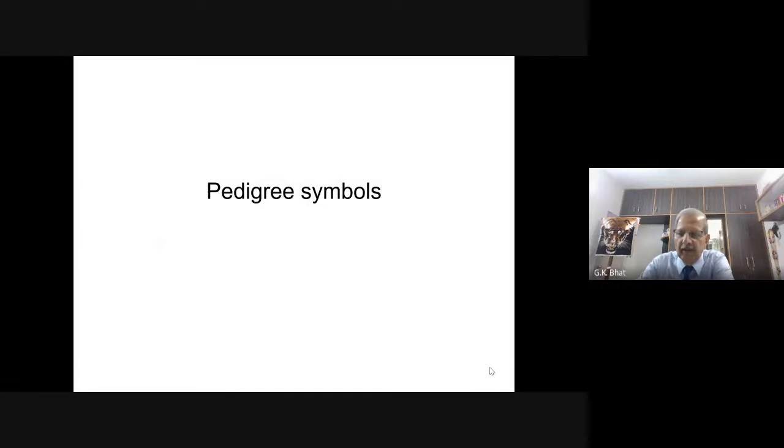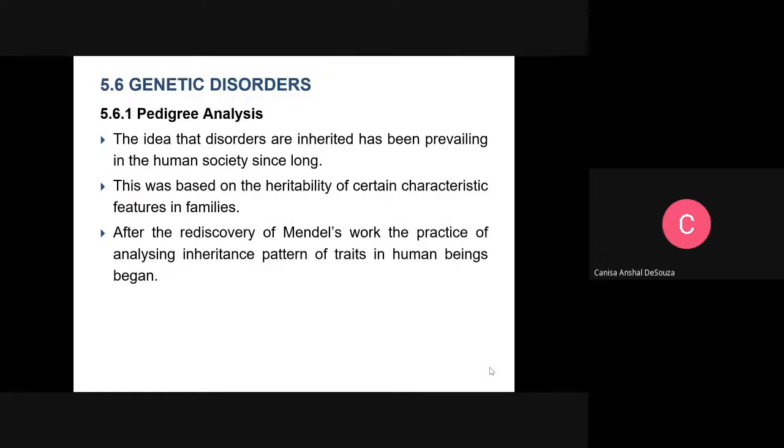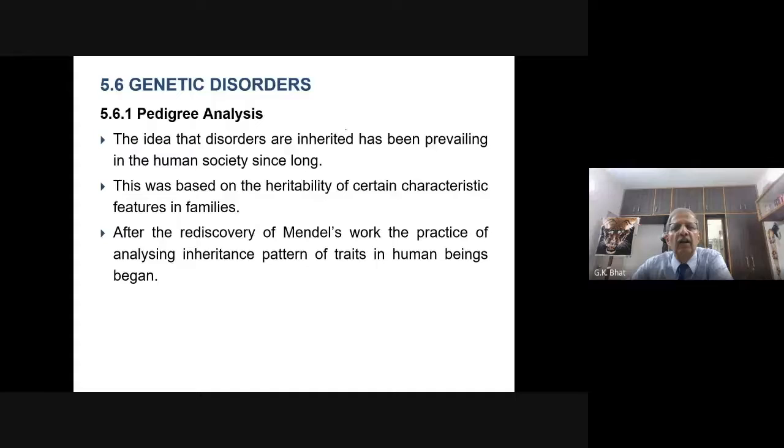Pedigree symbols. What is pedigree analysis? The idea that disorders are inherited has been prevailing in human society since long. Disorders are inherited from parents to offspring. This was based on the heritability of certain characteristics and features in families. Heritability means passing from parents to the offspring.